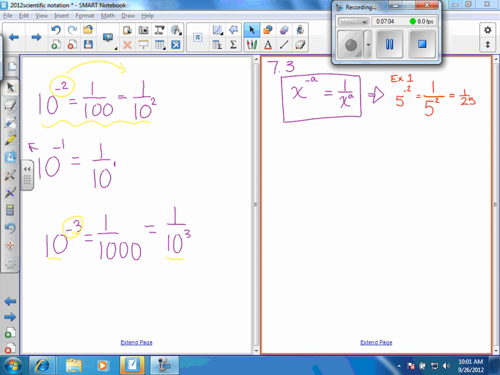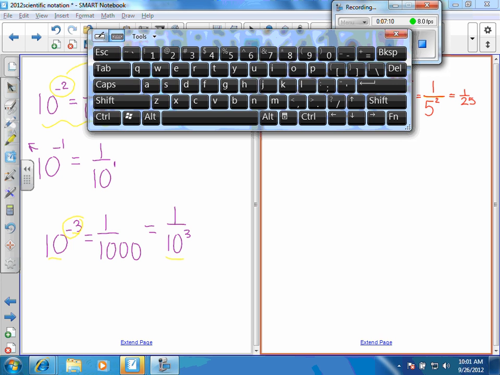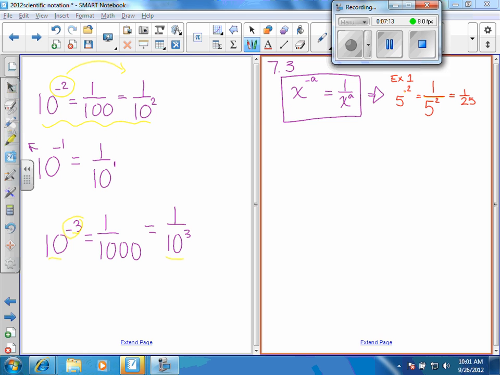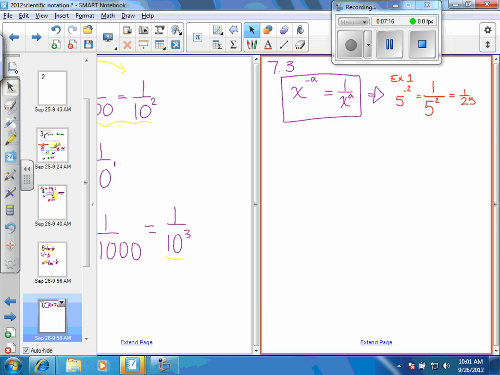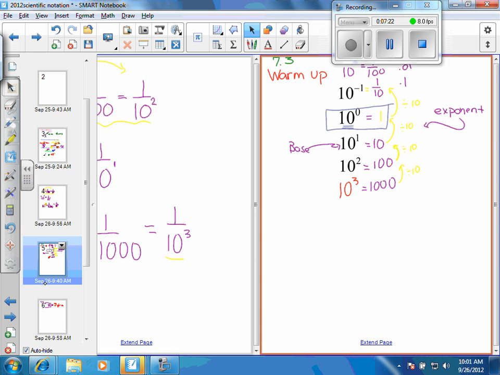Okay, so there was another rule. If we look at the other page, can't quite get it. I'll bring that next to us. This page.